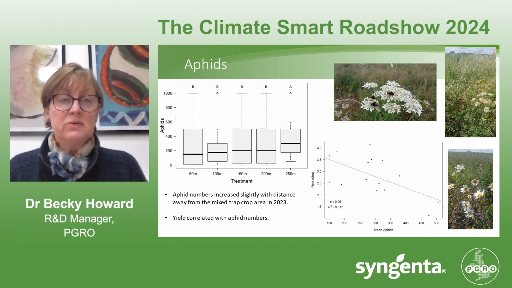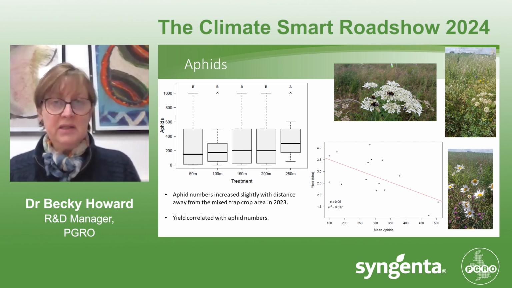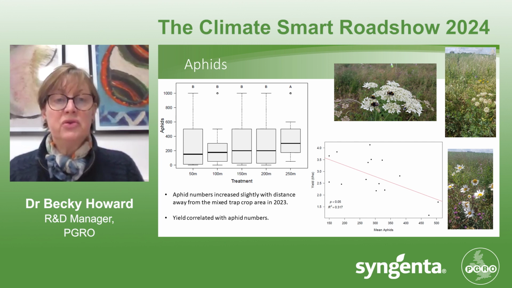For aphids, we started to see a very slight trend in 2023 of increasing numbers of aphids as we moved further away from the mixed species trap crops. So here we can see the furthest distance from the trap crop, we have the highest level of aphids. This wasn't the case where we used beans as a trap crop, of course. So this again is an area where we need to look at the data more closely. And incidentally, we also saw quite a strong relationship between the number of aphids in crop and yield. As you can see on the right-hand side figure, the higher the number of aphids, the lower the yield.